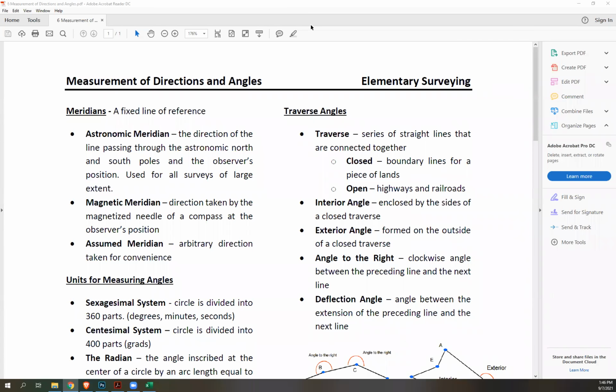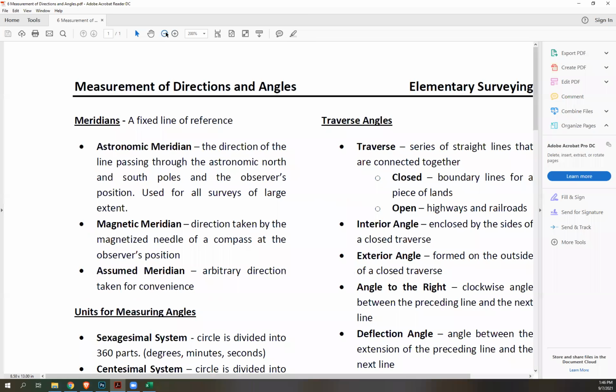So we're done with the topics for the first exam. The next topic is measurement of directions and angles. So far, we've had measurements of linear distances. So now we have angular. So we have a few terms here. Let's go with them one by one.